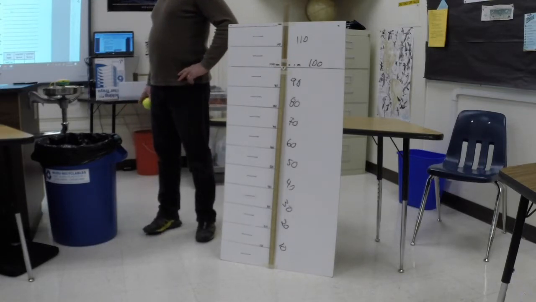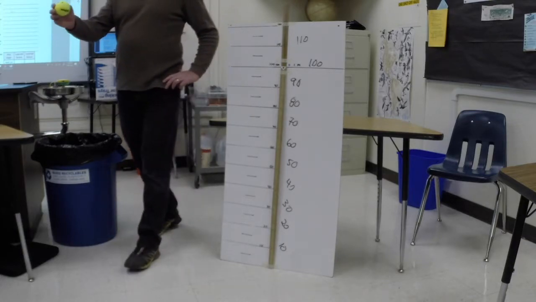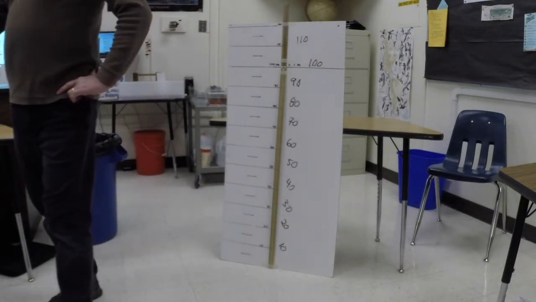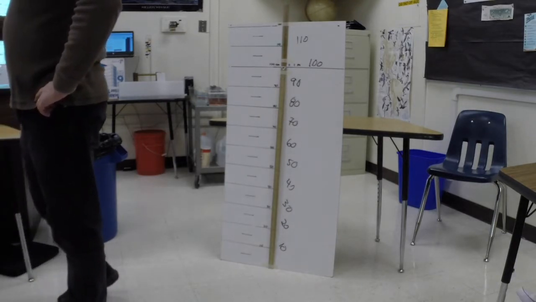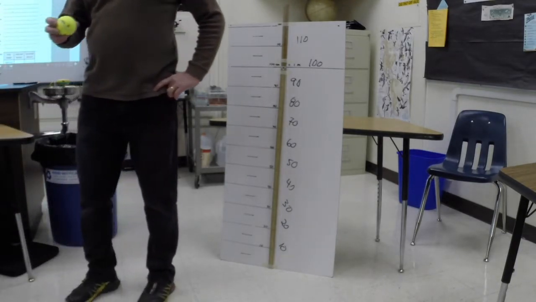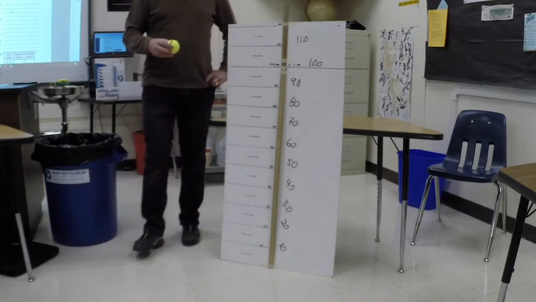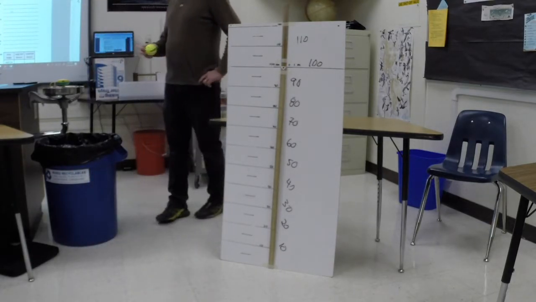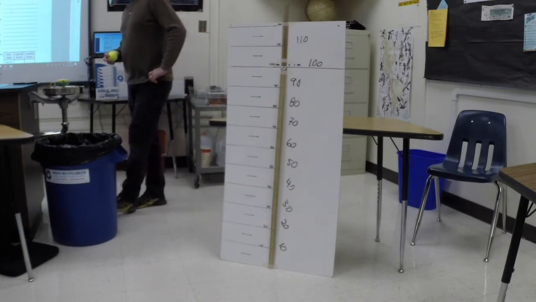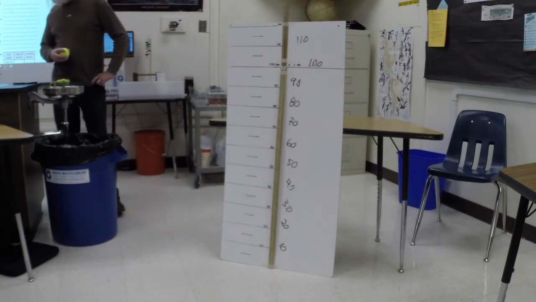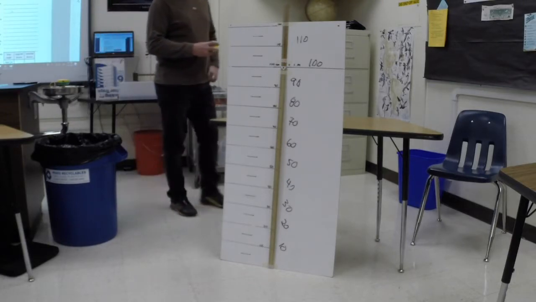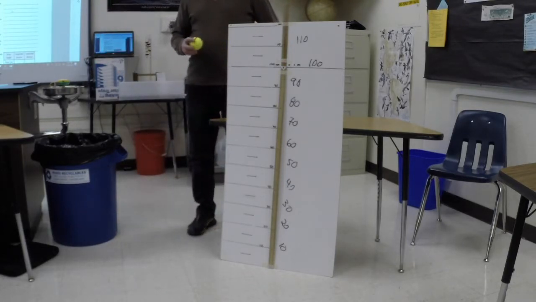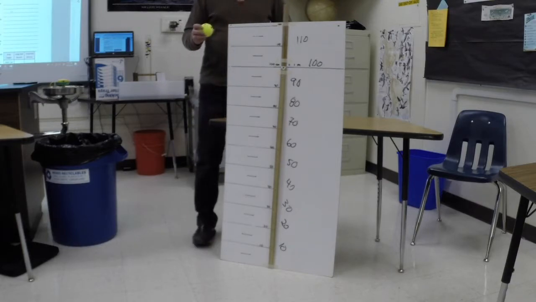So for number 3, just predict if you think the tennis ball is going to bounce more, or if it's going to bounce less, or if you think it's going to bounce the same amount. Make a prediction. All right, and let's get those phones ready to go.